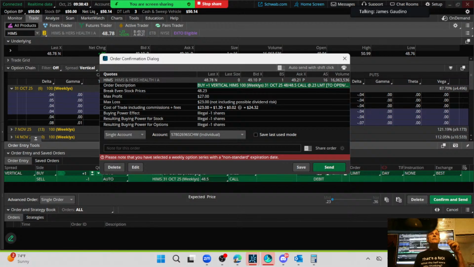If I'm paying 23 and can make 27, that's more than 100%, correct? Yes. All right. So if the stock is above 48.50, stays exactly where it is between now and Friday, that is over a 100% profit. And what does the stock have to do? Absolutely nothing. It stays exactly where it is. Do you understand? Okay. Let me go through this again. We're paying 23, and we get 27.